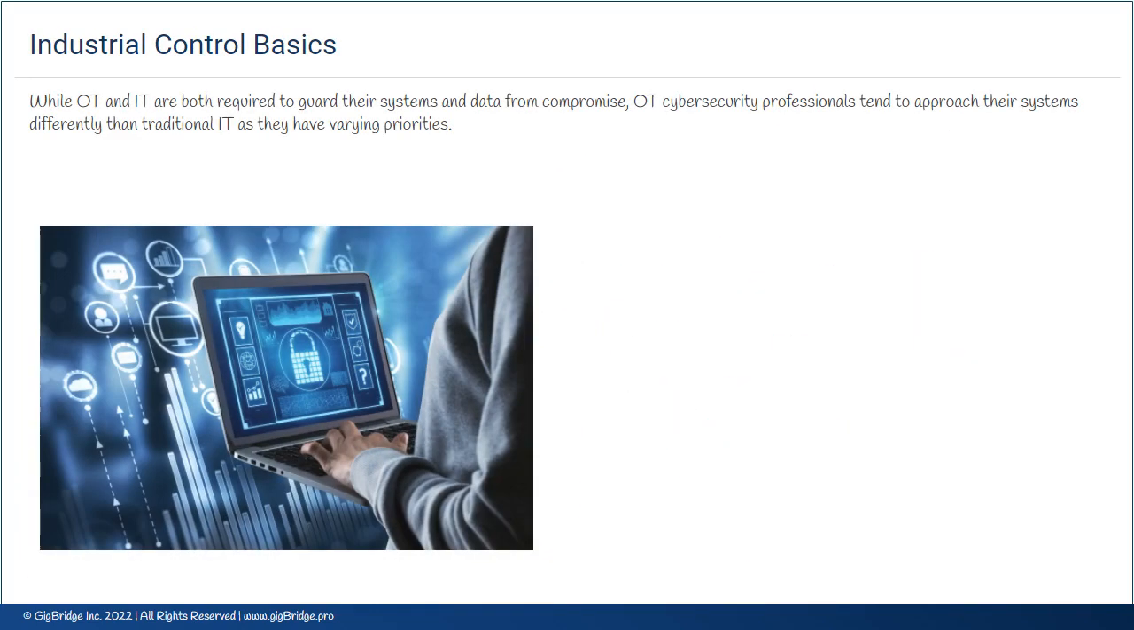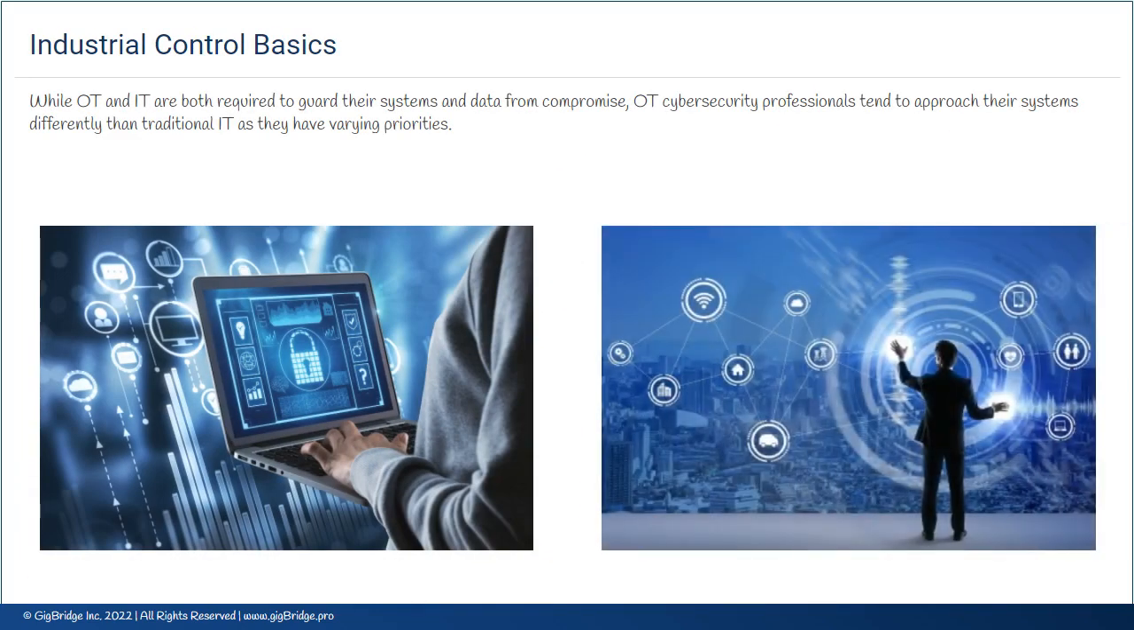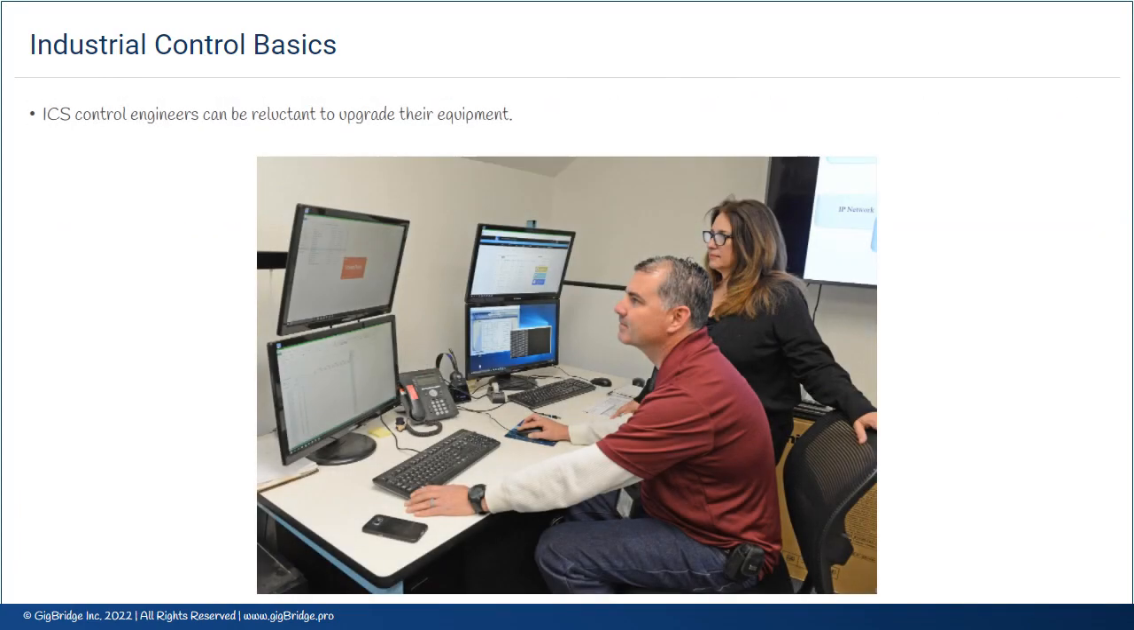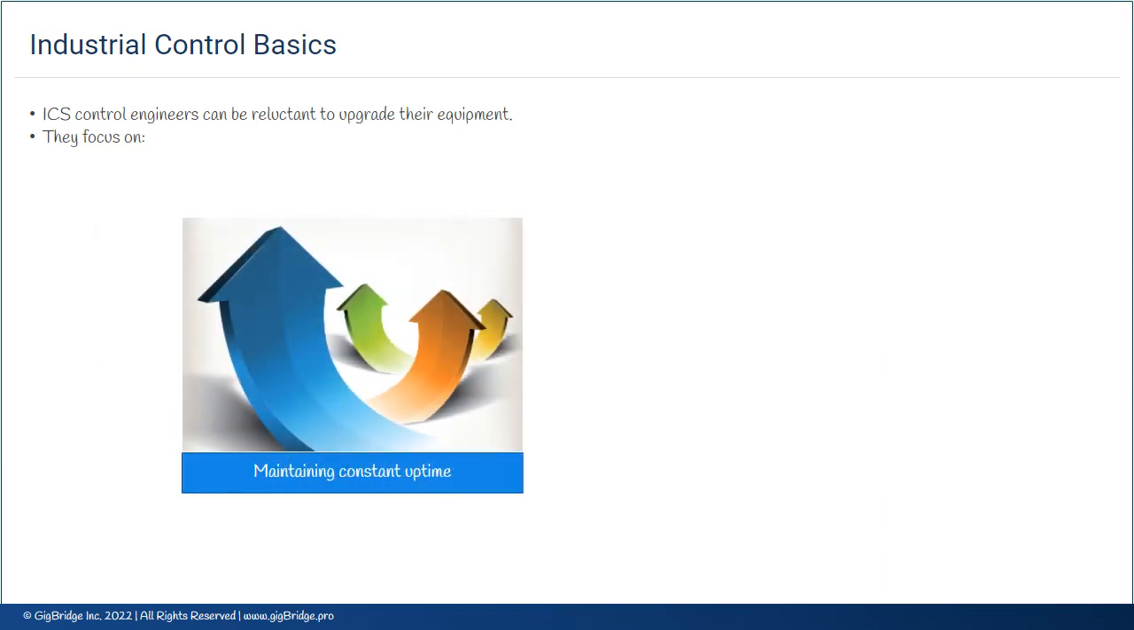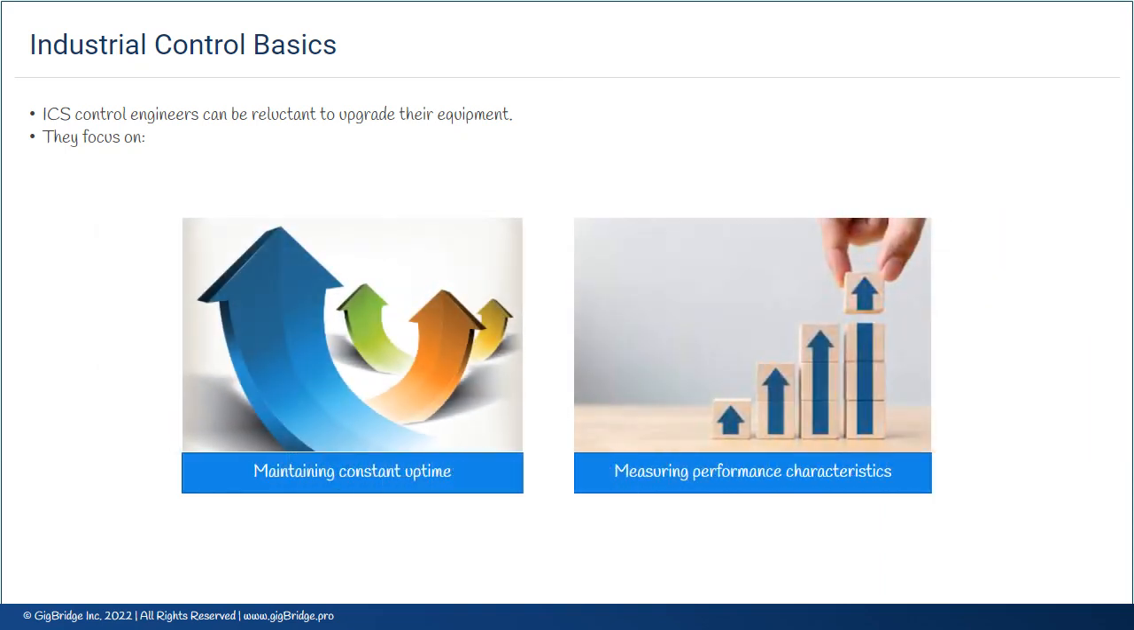While OT and IT are both required to guard their systems and data from compromise, OT cybersecurity professionals tend to approach their systems differently than traditional IT as they have varying priorities. For example, ICS control engineers can be reluctant to upgrade their equipment even when it would improve their cybersecurity outlook. This is due to their focus on maintaining constant uptime and measuring performance characteristics such as overall equipment effectiveness, OEE, and other priorities like making sure they are running the latest and greatest firmware.